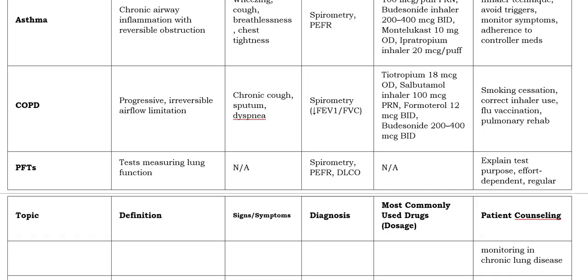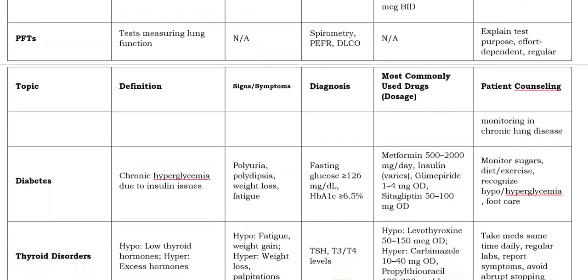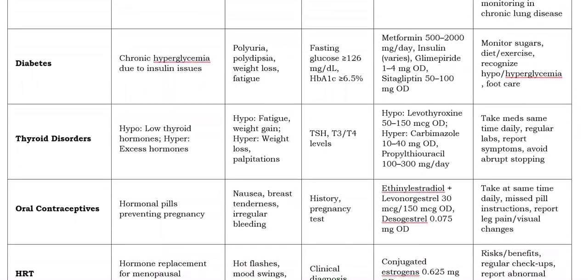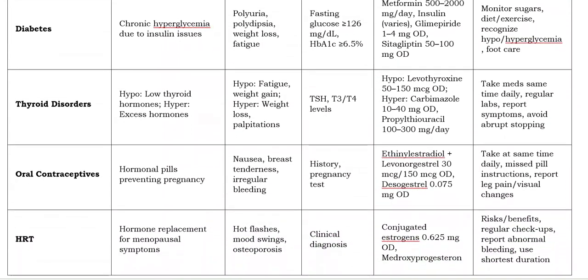Moving to endocrinology, diabetes mellitus. Chronic hyperglycemia due to insulin issues, classic symptoms listed. The classic polys: polyuria, frequent urination, polydipsia, increased thirst. The source also lists unexplained weight loss and fatigue as common signs. And the diagnosis thresholds given? Key numbers here. Fasting glucose greater than or equal to 126 mg/dL, or an HbA1c greater than or equal to 6.5%.